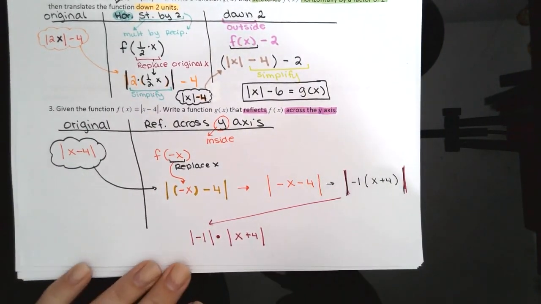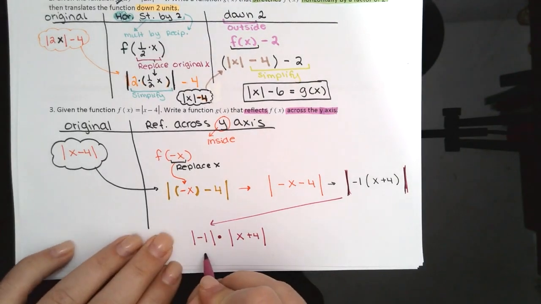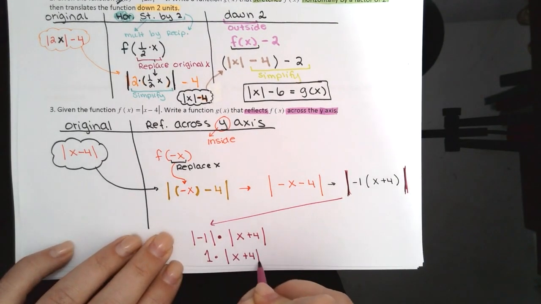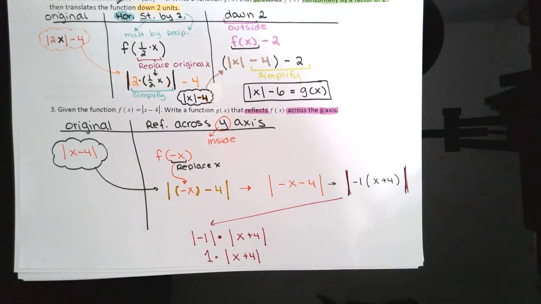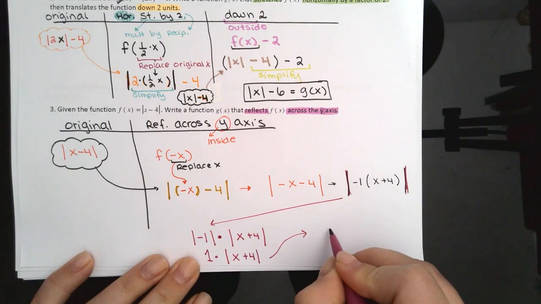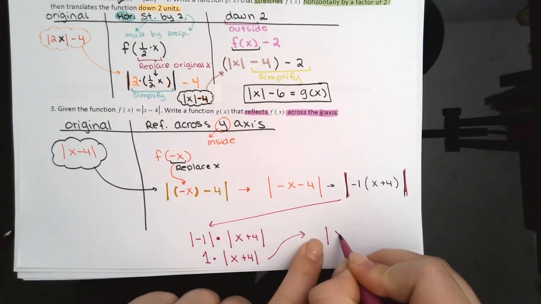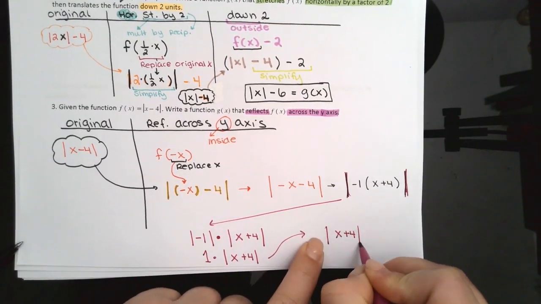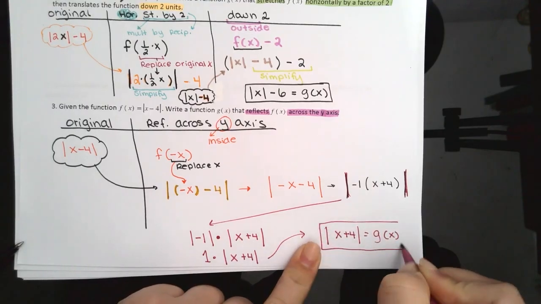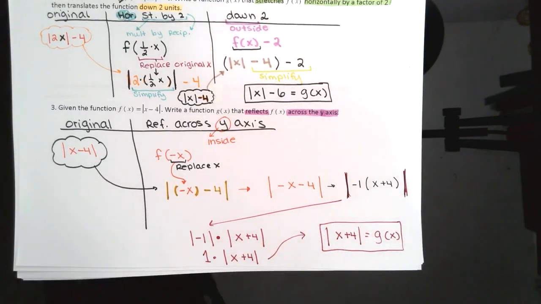But what is the absolute value of negative 1? Well, that's just positive 1. And if I have a multiplier of positive 1 next to anything, it's just 1. So we're going to omit that and have just absolute value of x plus 4 equals g of x as our answer. Your answers must be simplified in order to get full credit.